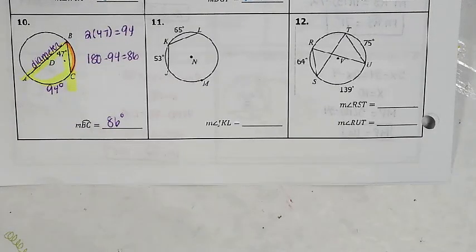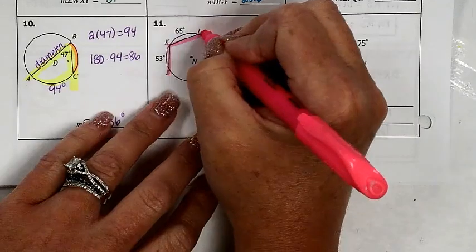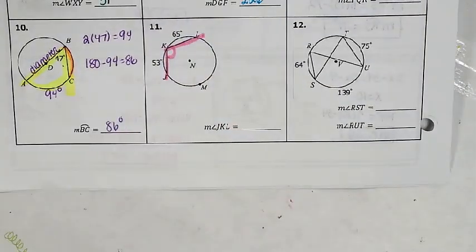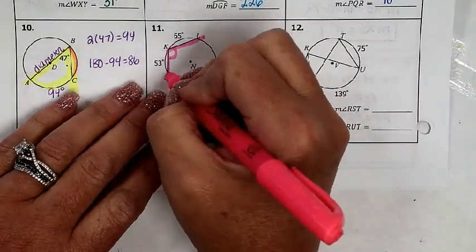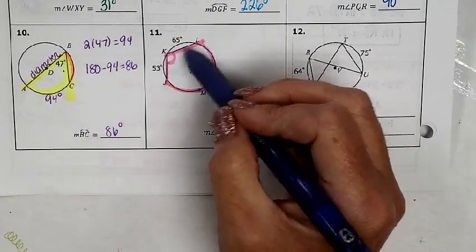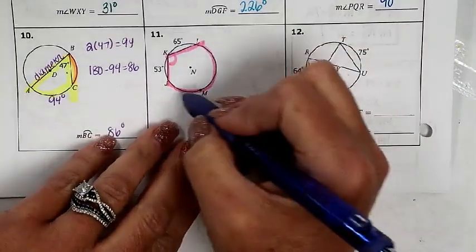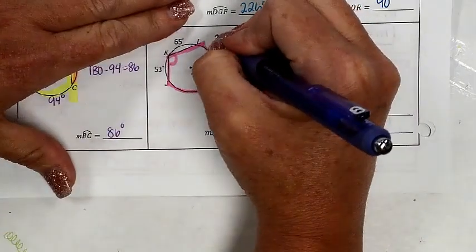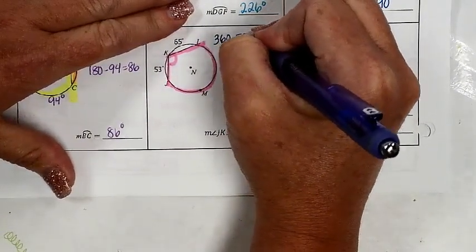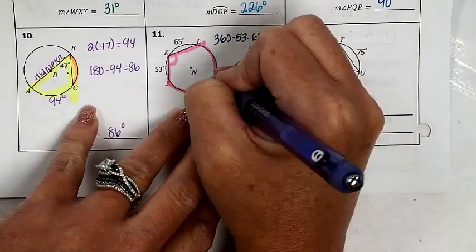We want to find measure of angle JKL. So JKL, I'm looking for this angle right here. It intercepts this arc. I do not have right now the measure of that arc, but I do have these two. I know that the whole circle is 360. So to find this arc, we would just do 360 minus 53 minus 65. And that gives me 242. So this arc is 242 degrees.